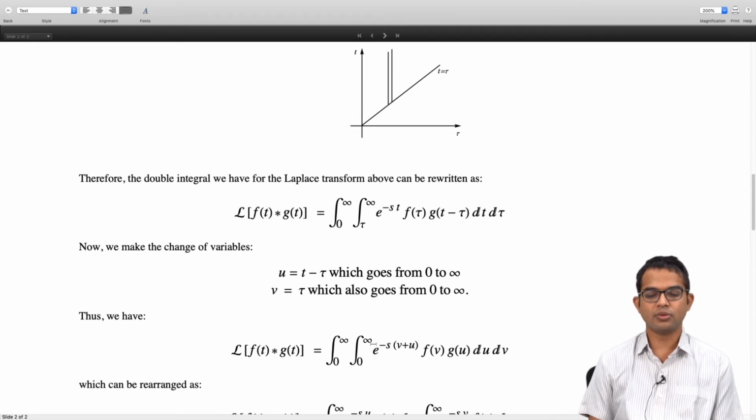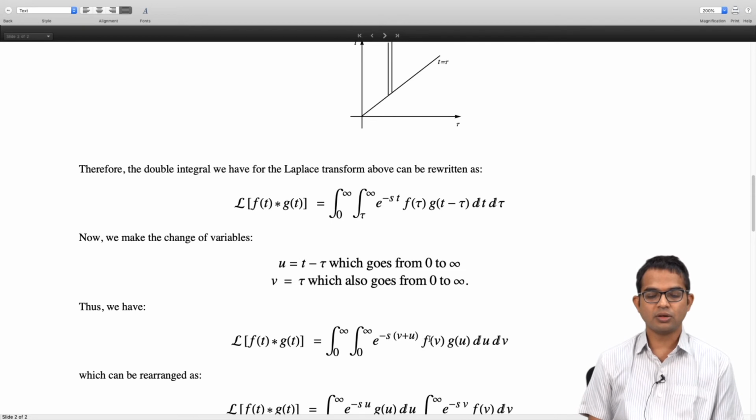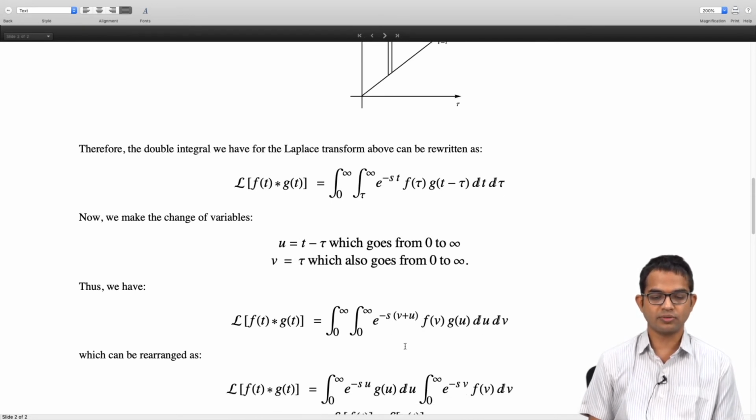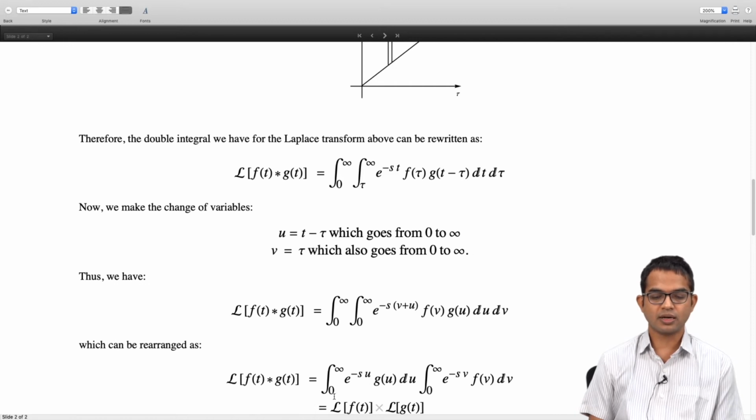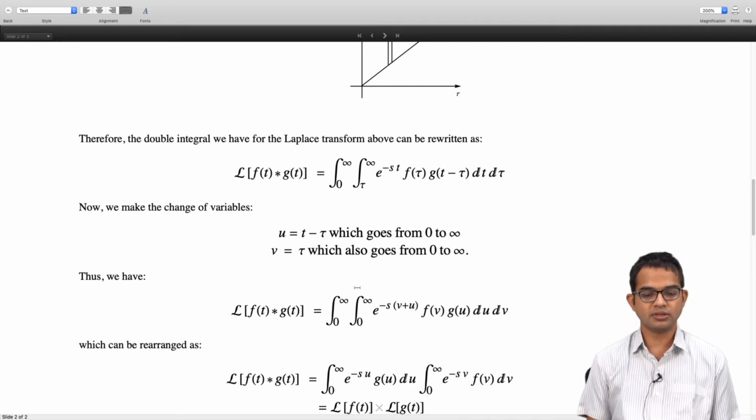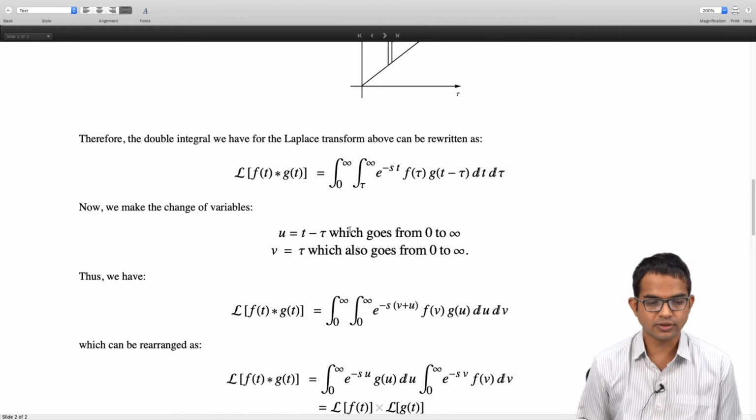And why did we bother to do this? It's because now we have both u and v being treated the same way, basically. So now, in fact, you can separate out these two and write it as two integrals. It's the product of two integrals, two single integrals. The double integral has been decoupled in some sense using this change of variable.